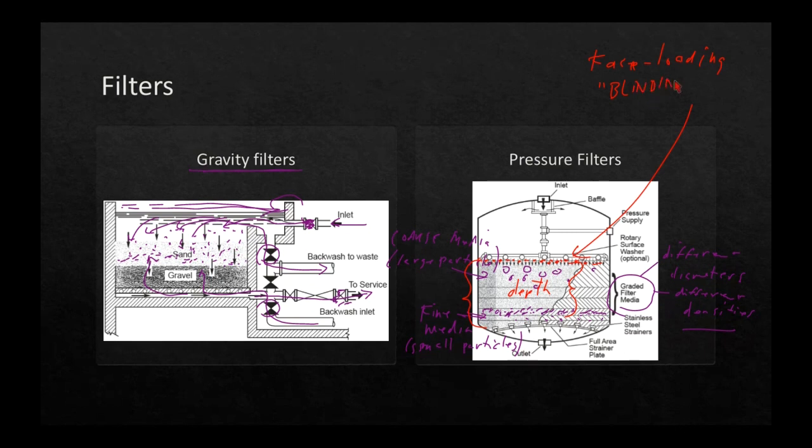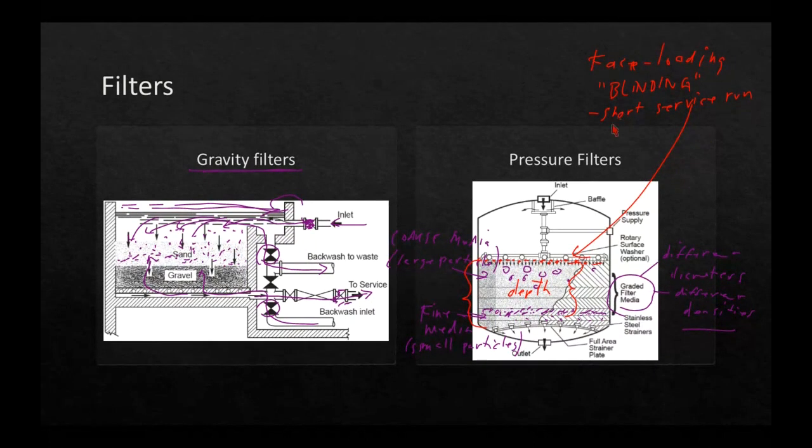And blinding is high delta P, high delta P across the filter from the inlet to the outlet over a very short service run. So short service run.